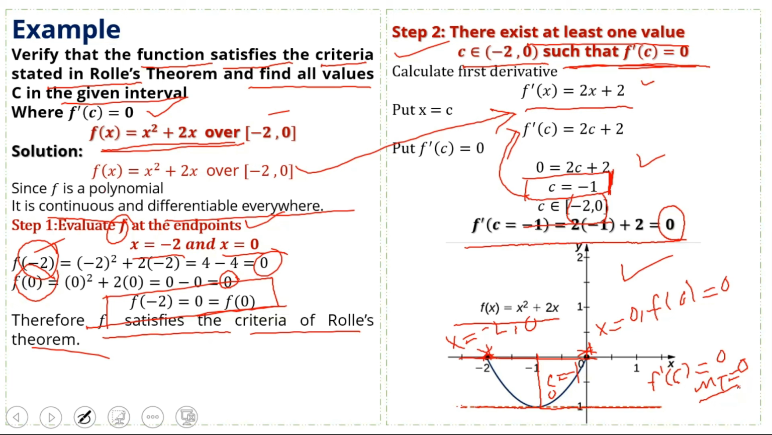So this is Rolle's theorem, and in the next lecture we discuss one more example related to Rolle's theorem, and then we move toward our second topic, the mean value theorem.